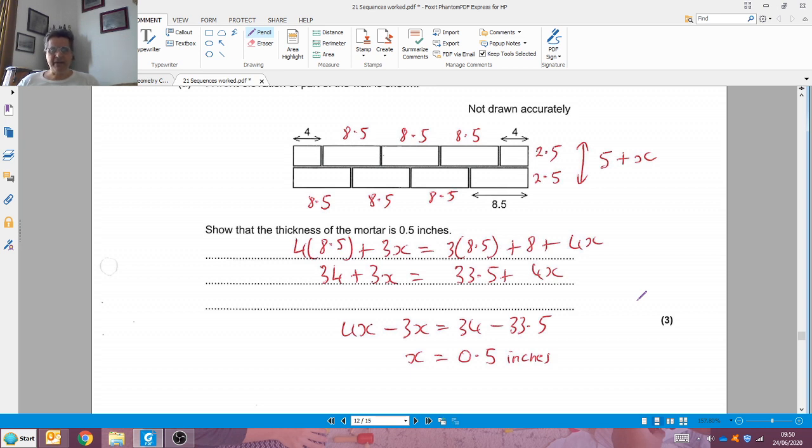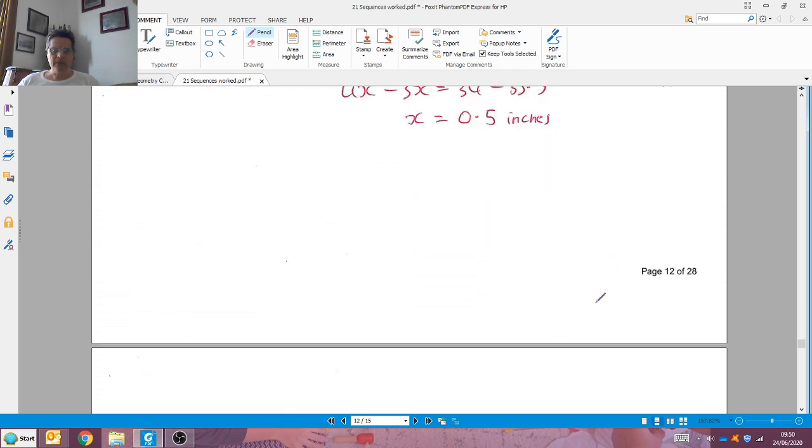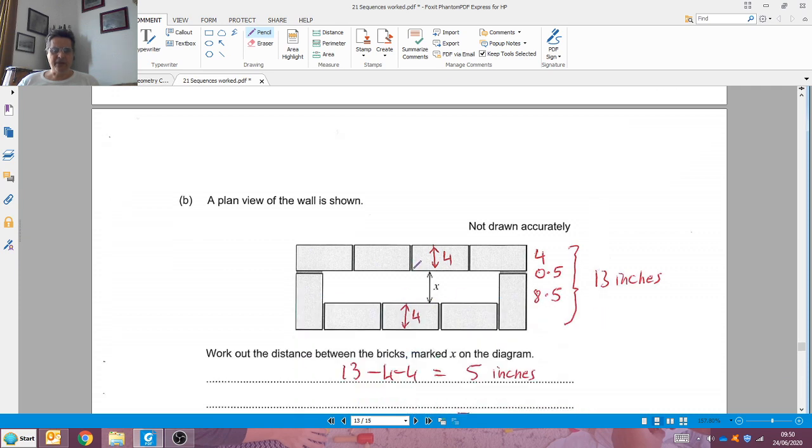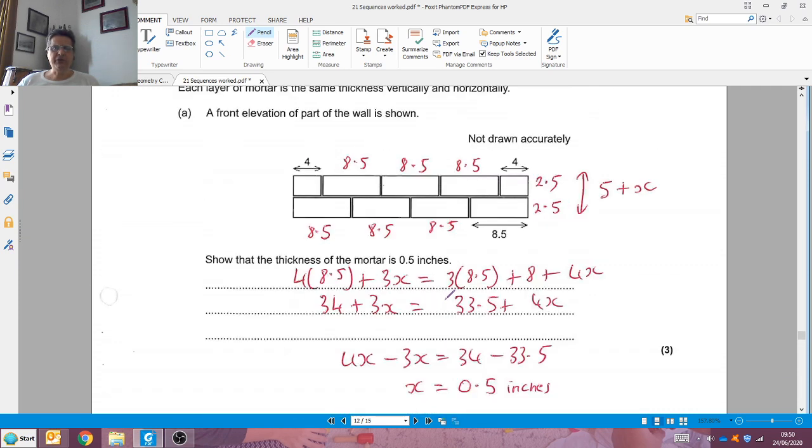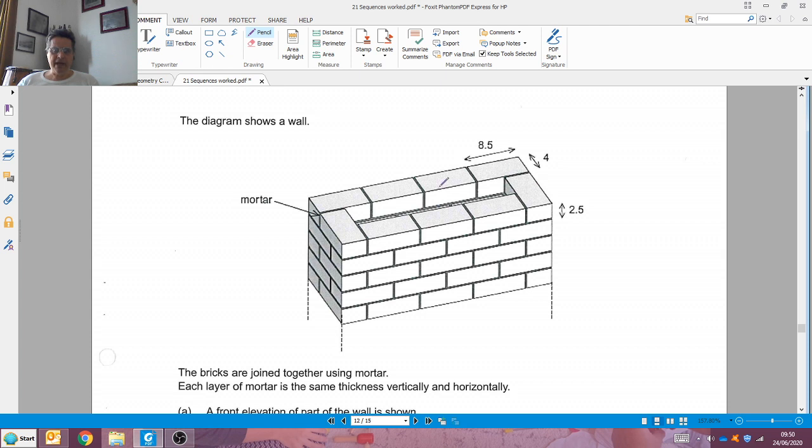So we're applying these measurements to this wall, and we've proven that the mortar, the glue, is half an inch thick. The plot thickens. Now the plan view of the wall is you standing right here, looking down that space, so you can see all the edge here plus the empty gaps down there.